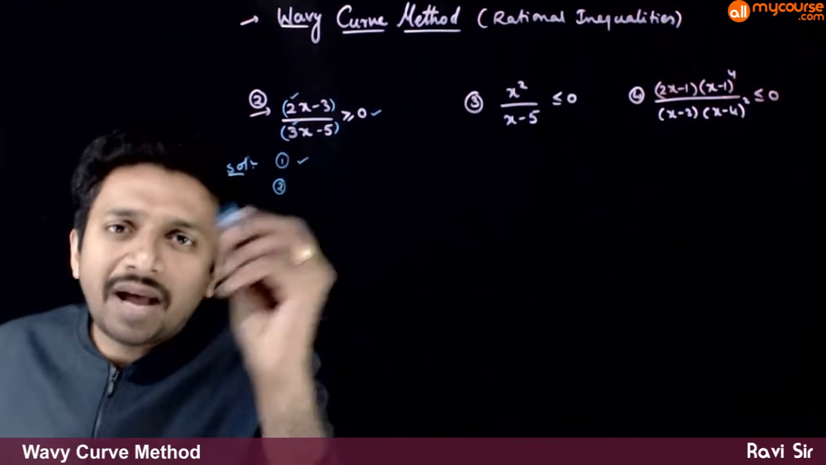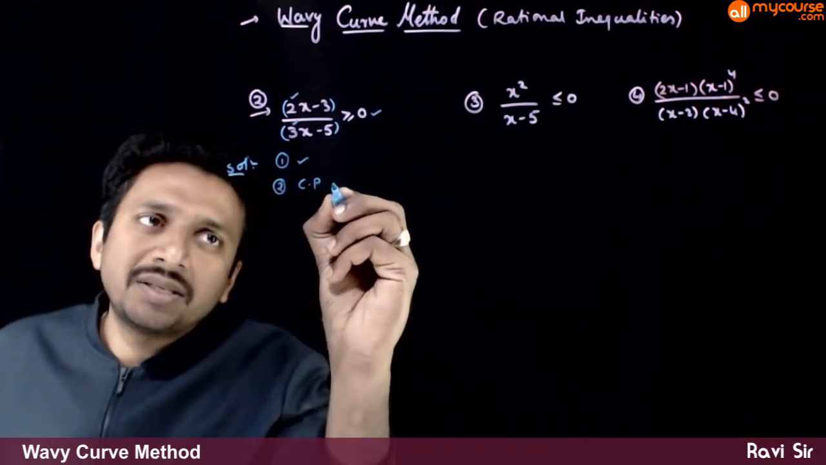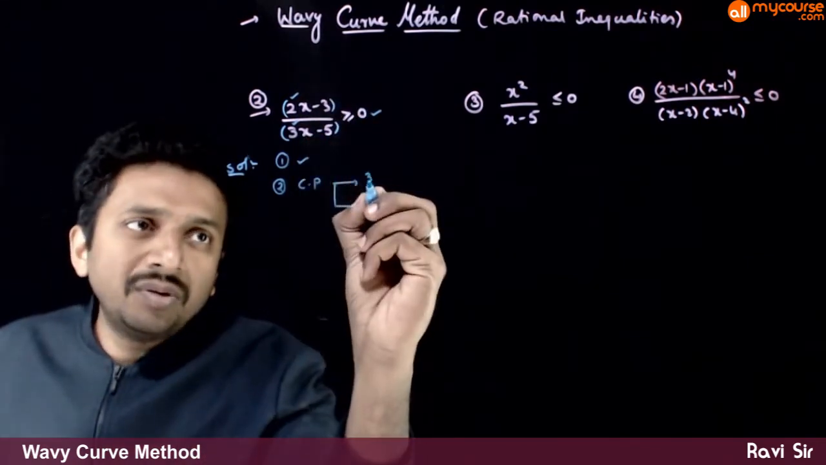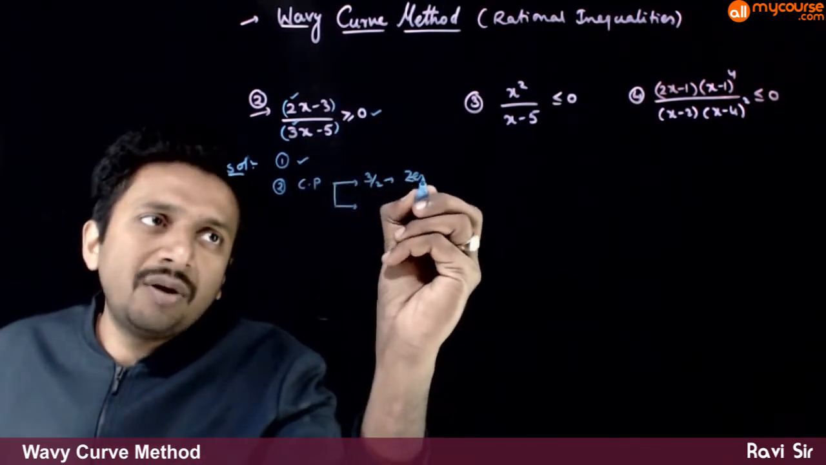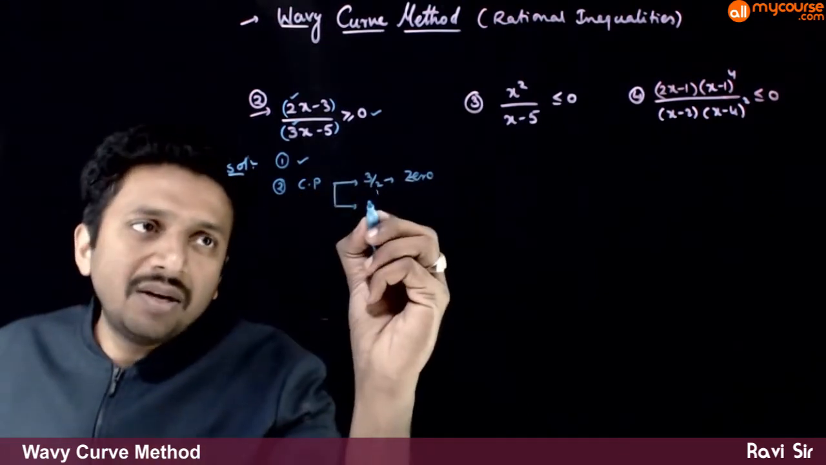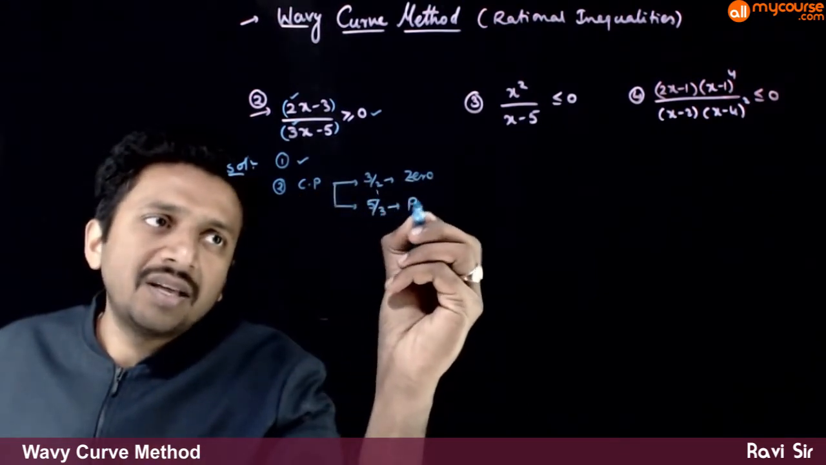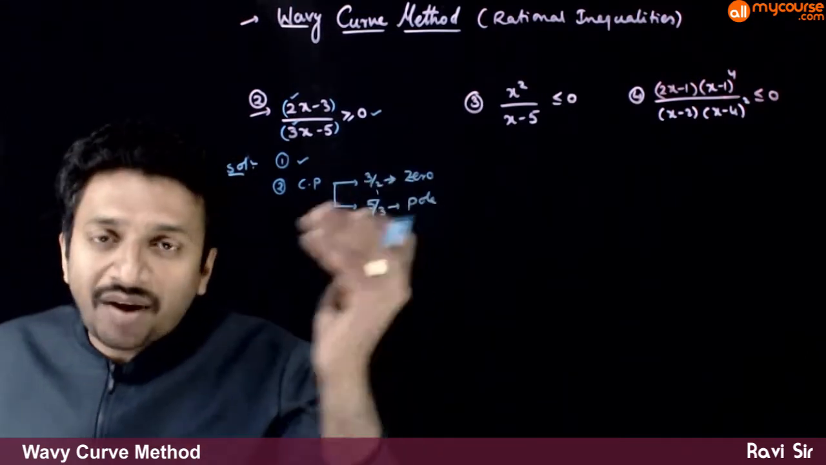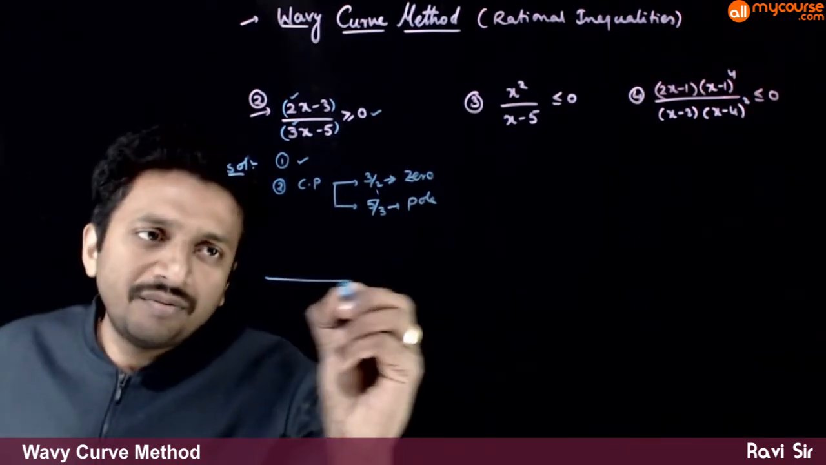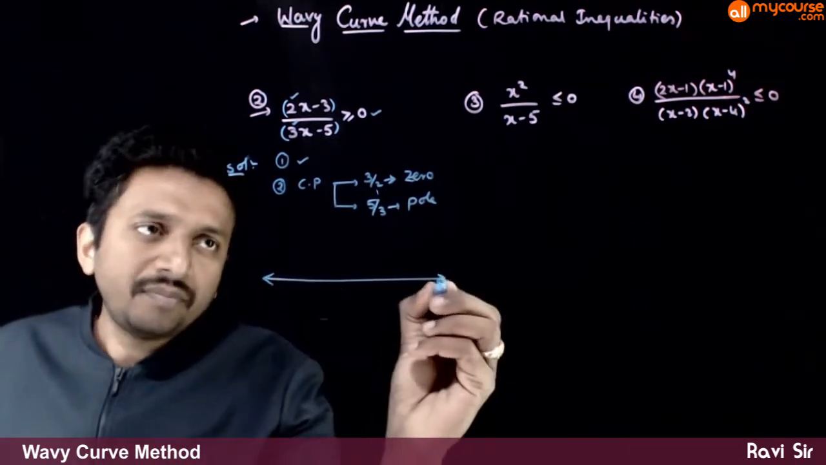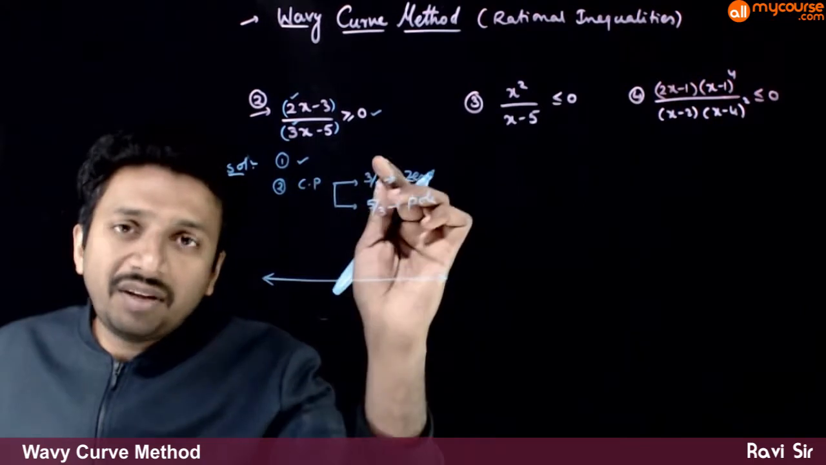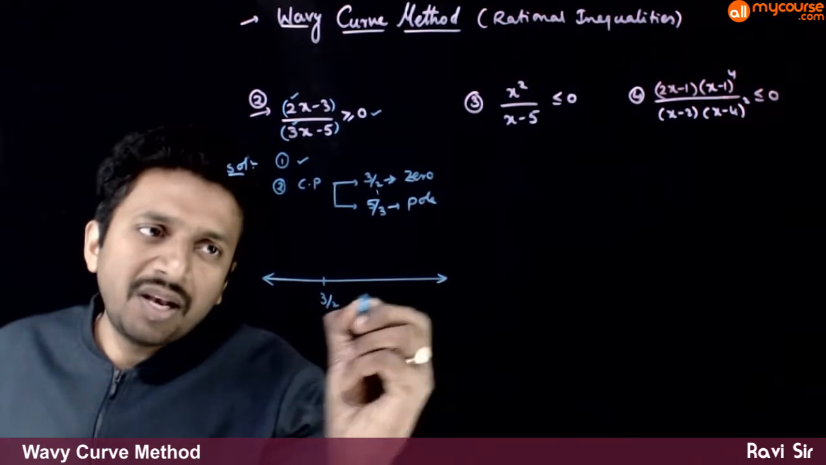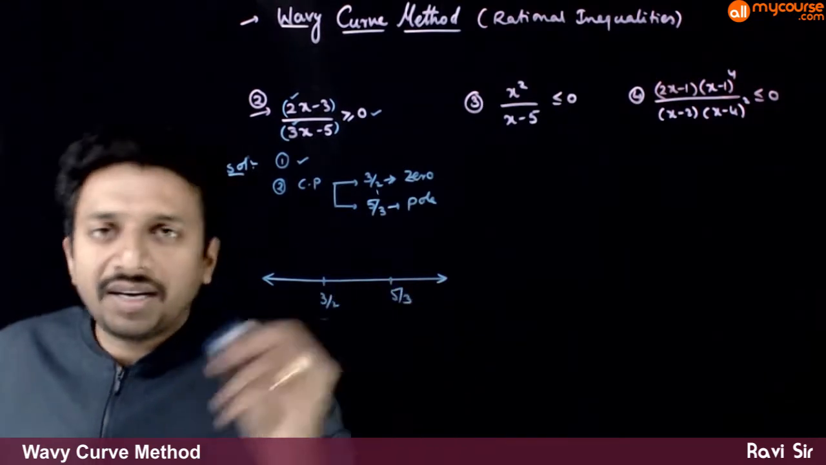And the second step, identify the critical points. In this, we make a distinction. x equal to 3 by 2 is a zero of this expression. x equal to 5 by 3 is a pole of this expression. Once you have identified the critical points, let us draw the wavy curve diagram. You have 3 by 2 and 5 by 3. 3 by 2 is 1.5, 5 by 3 is 1.66. So 3 by 2 is on the left side, 5 by 3 is on the right side.